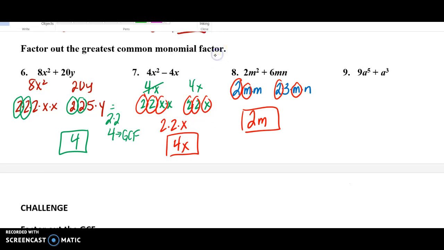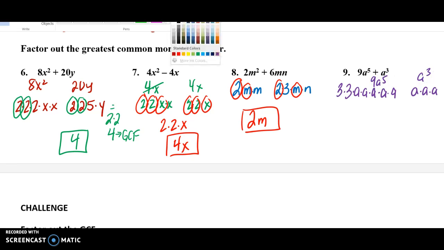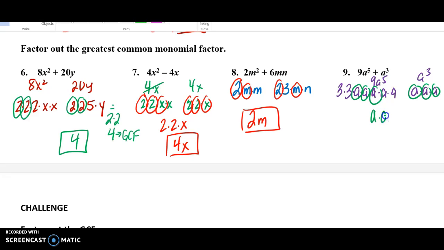And the last one, 9a to the 5th would be 3 times 3 times a times a times a times a times a. And a to the 3rd would be a times a times a. That's a to the 3rd. This is 9a to the 5th. So when we find our common factors, there are no whole numbers in this one, so just a times a times a, which is a to the 3rd. So that is our common factor.